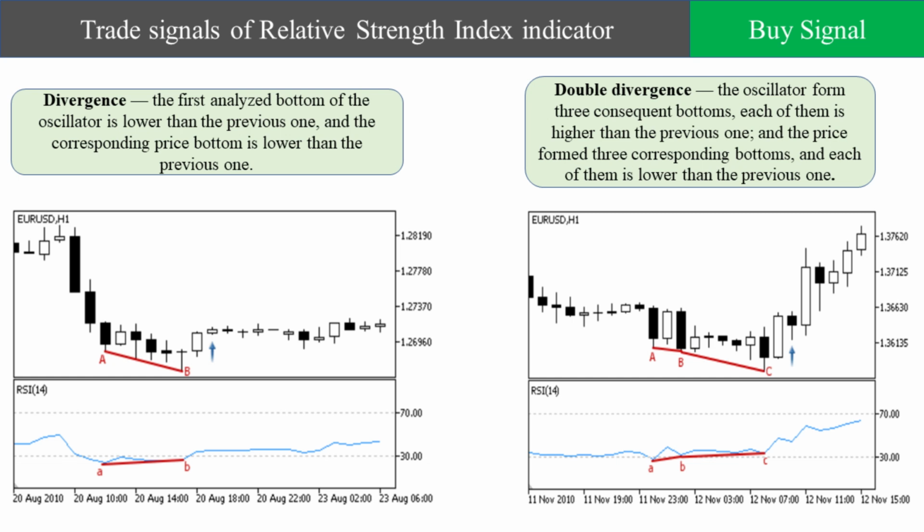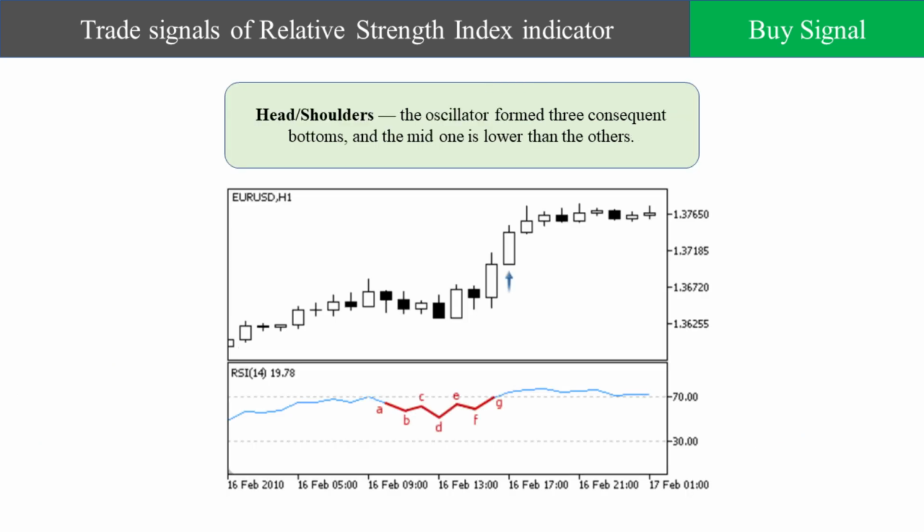Double divergence. The oscillator formed 3 consequent bottoms. Each of them is higher than the previous one. And the price formed 3 corresponding bottoms, and each of them is lower than the previous one. Head-shoulders. The oscillator formed 3 consequent bottoms, and the mid one is lower than the others.